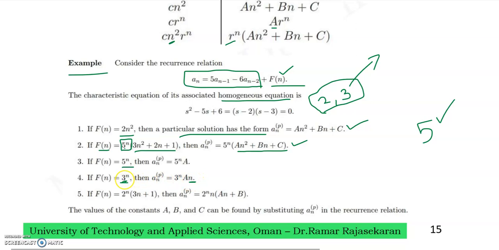Okay, because this number is matching with one root. Okay, matching with one root. Okay. Now what is the last case?